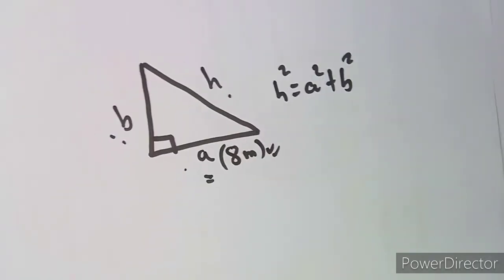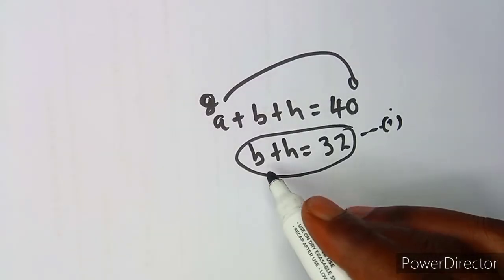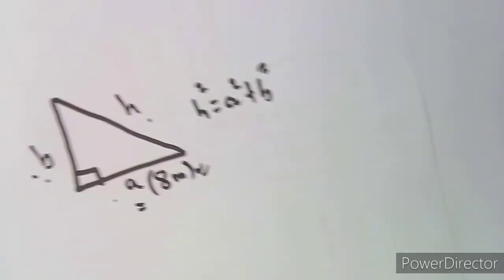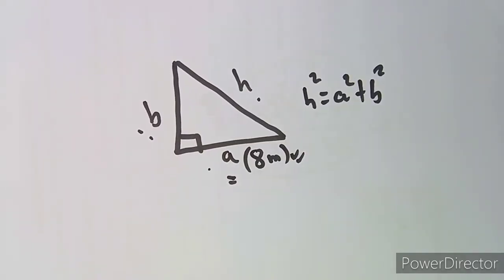What other parts can you use? Because we still have b and h, and you can't solve for b and h because we have two unknown values there. So we have to formulate another equation. So where can we formulate the equation?